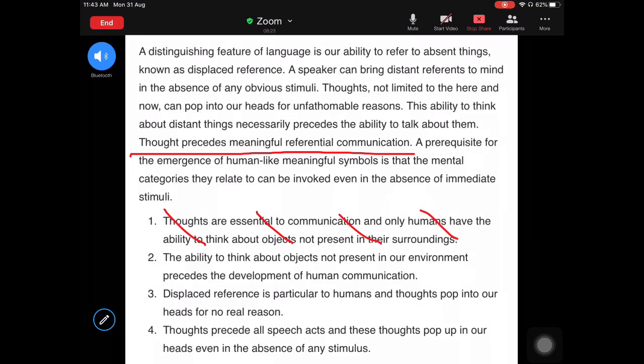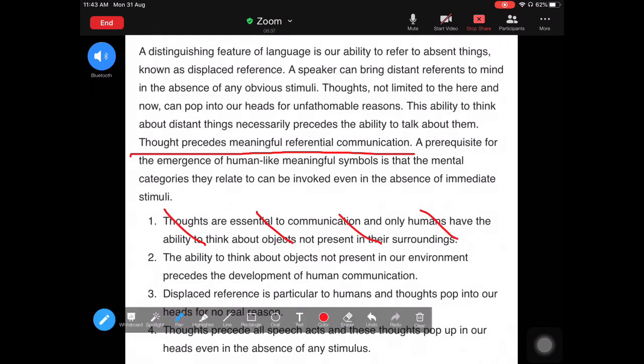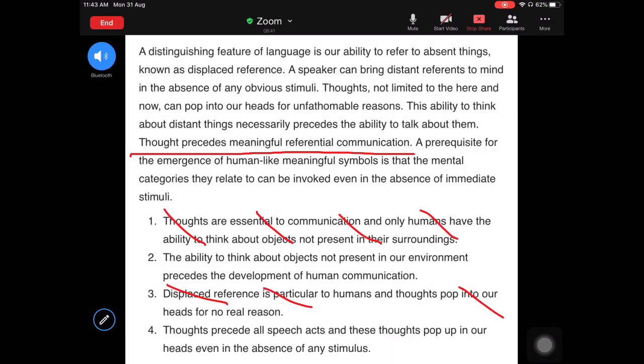Okay. Now, guys, option three goes out because of displaced reference. Now, we cannot say that. Of course, the thoughts pop up into our head for a reason. Of course, that is what this passage is talking about. So, guys, even option three is not the answer. Now, guys, let me give you a clue. Either the answer is option two or option four.